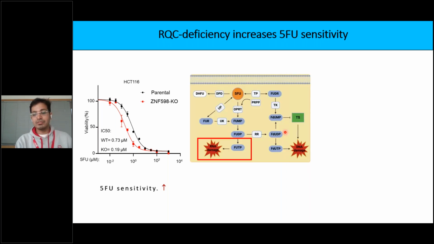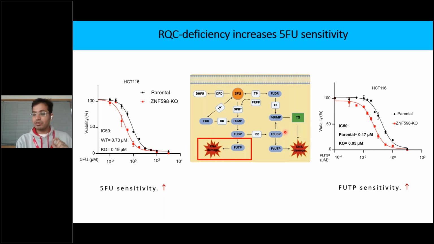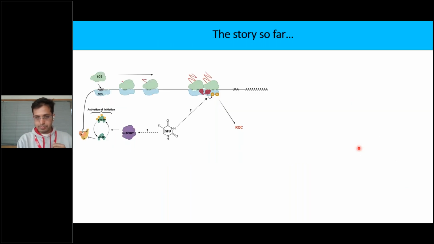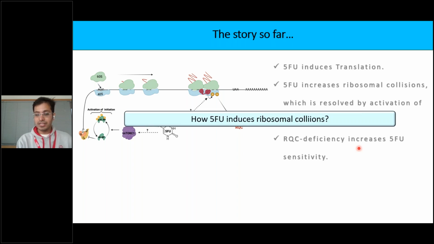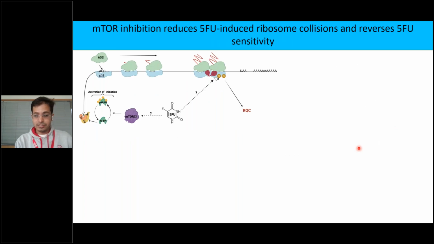And when we treated with the specific metabolite FUTP, which is incorporated only into RNA, that also shows a similar observation as the 5-FU. So we could see that 5-FU induces translation, 5-FU increases the collision, which activates the ribosome quality control, and ribosome quality control deficiency increases the 5-FU sensitivity. How is 5-FU causing this collision? We checked that.